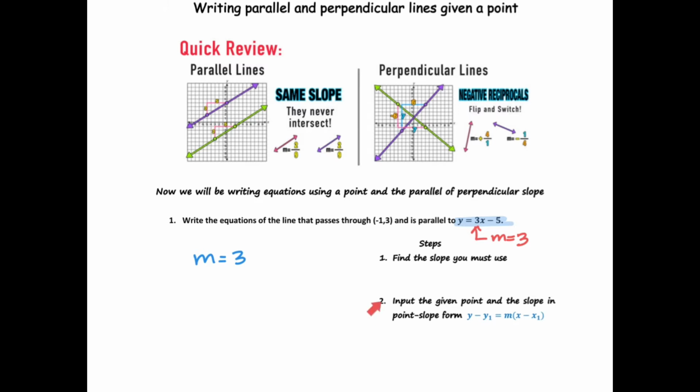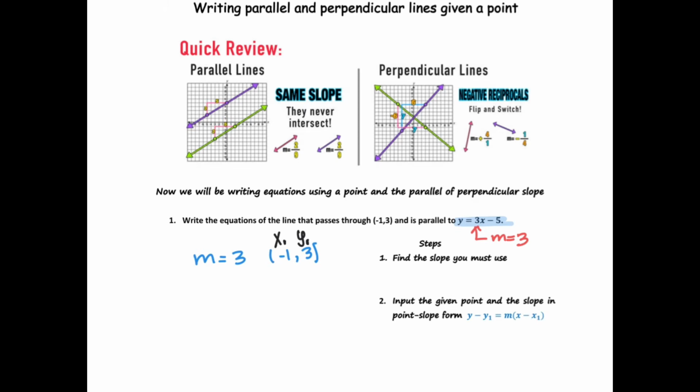Now, step number 2. Input the given point and the slope in the point slope form. And here is our point slope form: y minus y1 equals m(x minus x1). So the point that we were given was (-1, 3). And let's not forget that when you are given a point and you want to use point slope, the x of the point is x1, the y of the point is y1. So we already know what is y1, what is m, and what is x1.